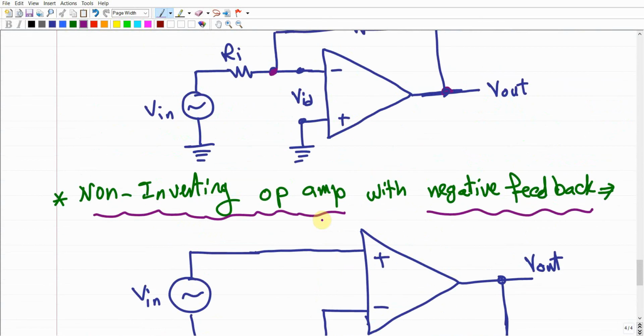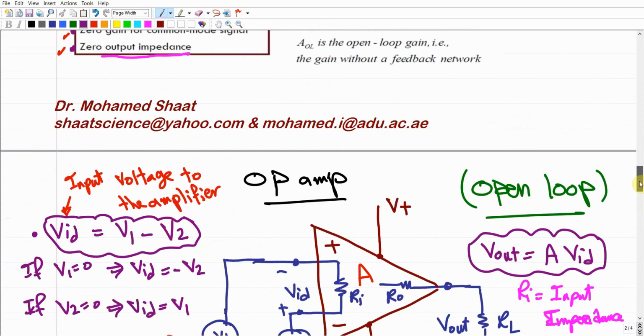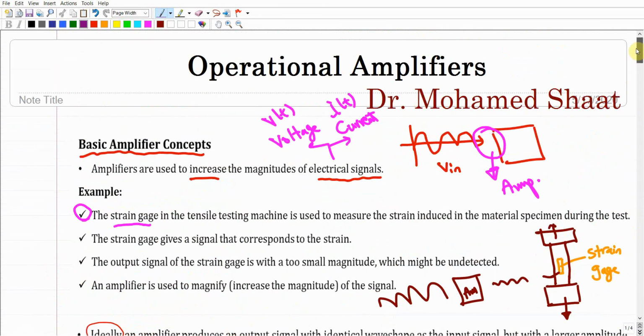So the objective of this video is just to give you this introduction, to understand these different keywords, to understand what amplifiers mean, especially the operational amplifier. And in the next meeting we're going to analyze electrical circuits that include them.